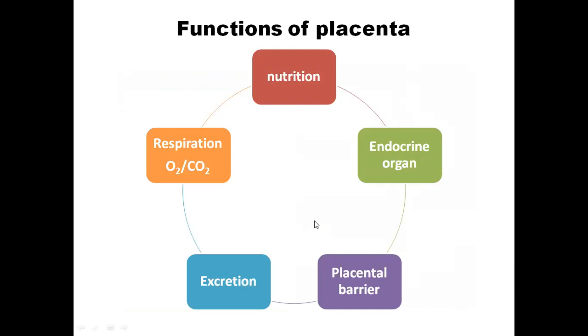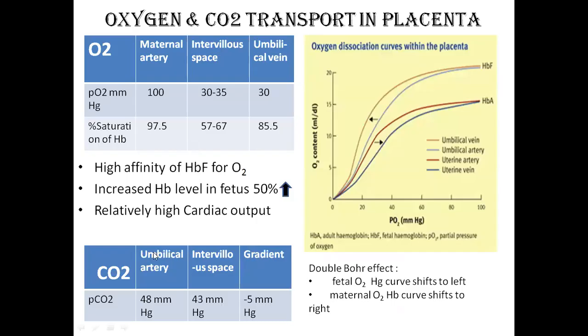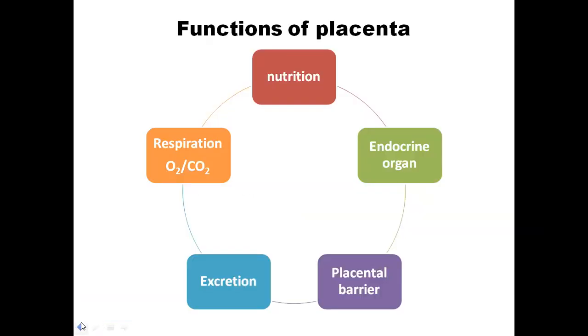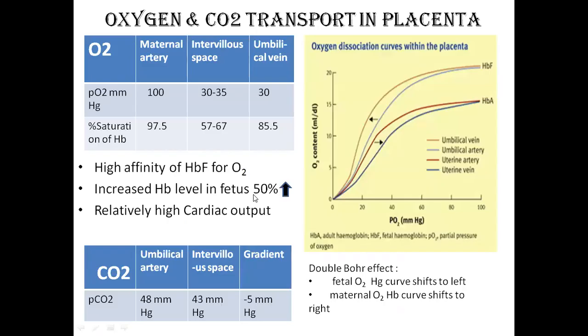Now coming to the functions of the placenta, very, very important, without which the embryo cannot develop properly, cannot survive till parturition. There are several functions of the placenta, and 5 important functions are narrated here. One is nutrition, then the exchange of respiratory gases, then excretion, then the placental barrier, and finally the placenta as an endocrine organ. Now the transport of respiratory gases.